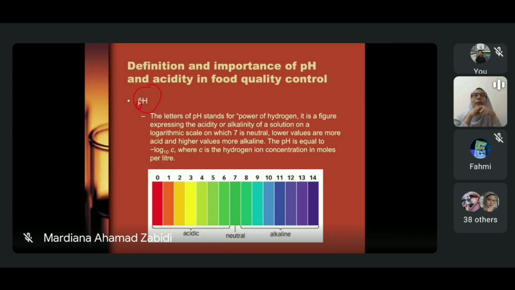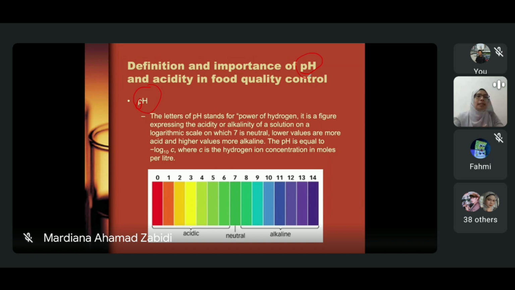Dalam hati you memang tahu pun, dah lama dah tahu daripada sekolah. Tapi bila you punya report, memang you akan tulis sama ada pH tu dua-dua huruf kecil ataupun P tu huruf besar, H kecil. So tak boleh. The proper way to write pH is like this. Memang P is small case, H is capital case.